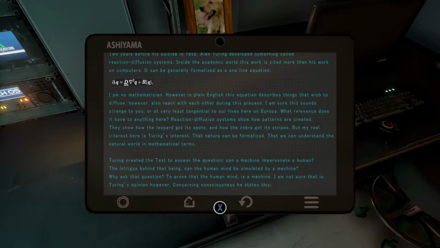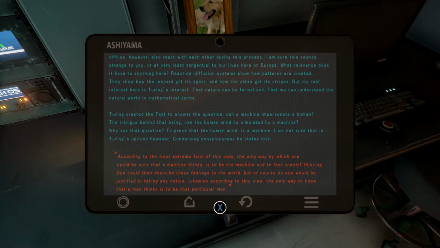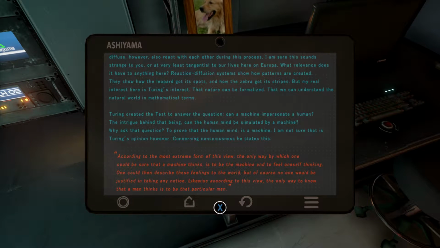Reaction diffusion systems show how patterns are created. They show how the leopard got its spots, how the zebra got its stripes, but my real interest here is Turing's interest. That nature can be formalized, that we can understand the natural world in mathematical terms. Turing created the test to answer the question, can a machine impersonate a human? The intrigue behind that being, can a human mind be simulated by a machine? Why ask that question? To prove that the human mind is a machine.